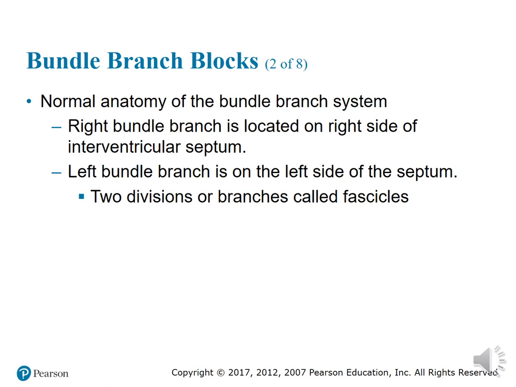All right, normal anatomy of the bundle branch system. The right bundle branch is located on the right side of the interventricular septum. The left bundle branch is on the left side of the septum. It has two divisions or branches called fascicles.